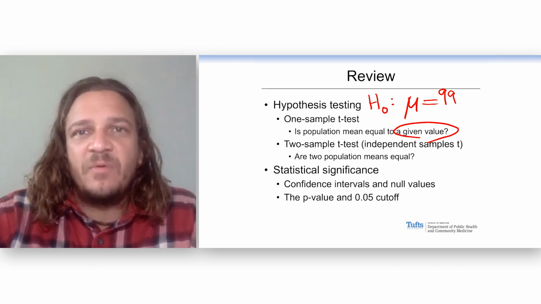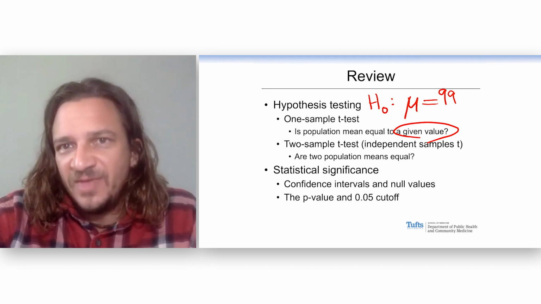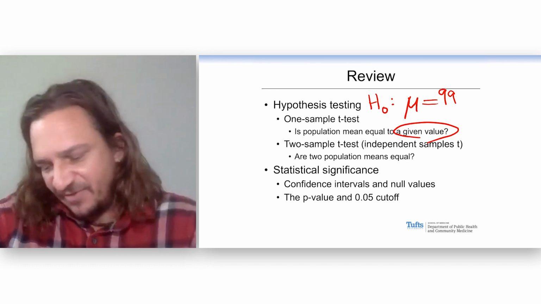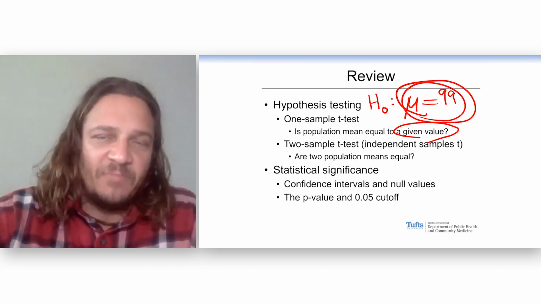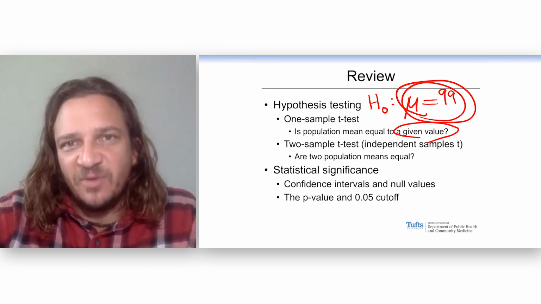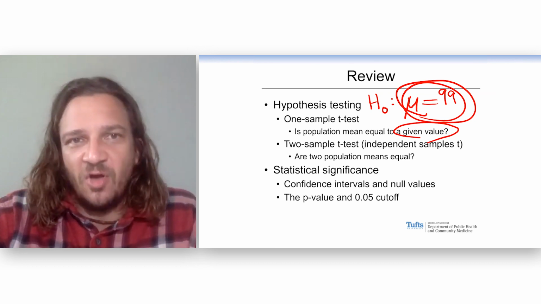And then we can say, what's the probability of getting that result if the null hypothesis were true? Now, 96 and a half, 97, not too far from our hypothesized value. So we might find that that's not statistically significant. We have no evidence to reject this null hypothesis.